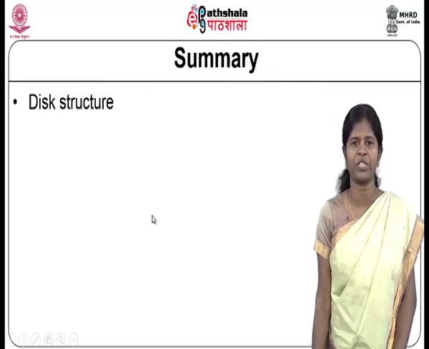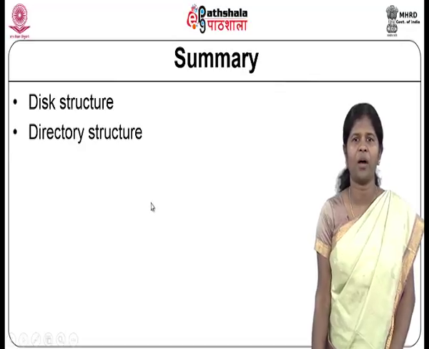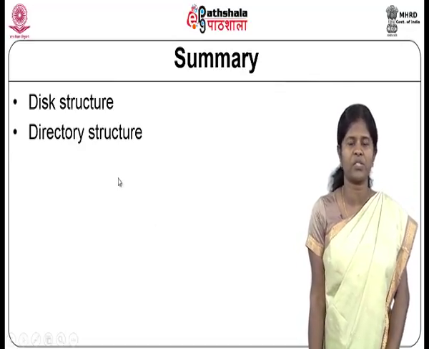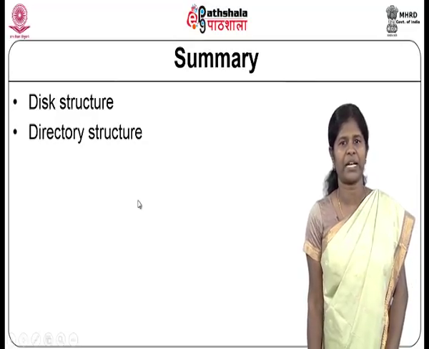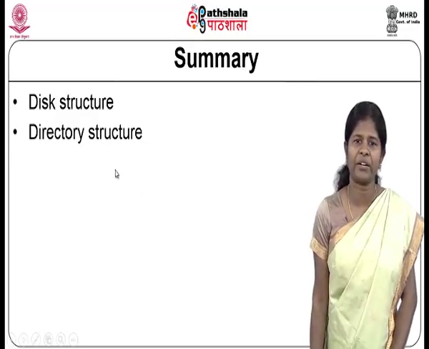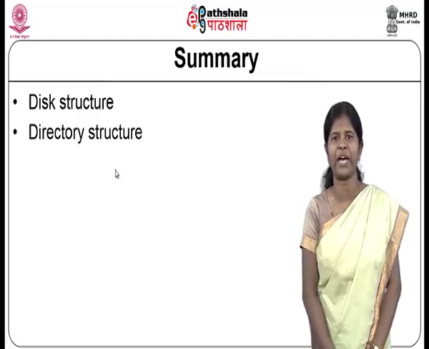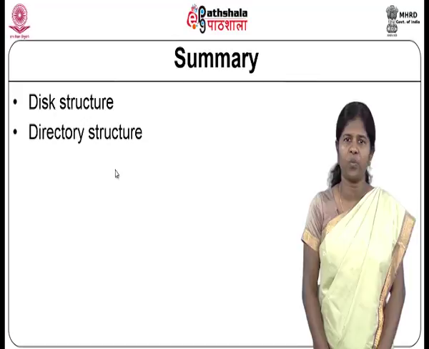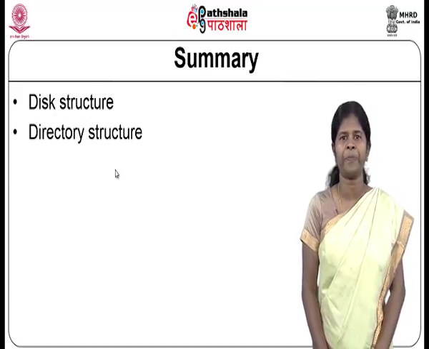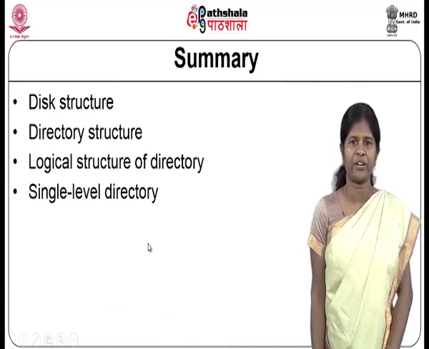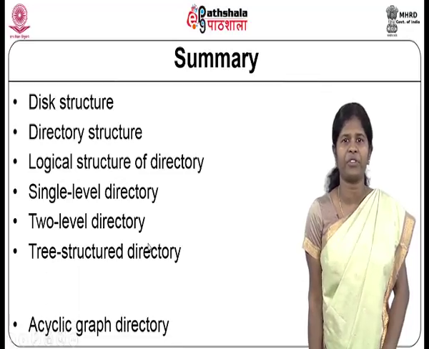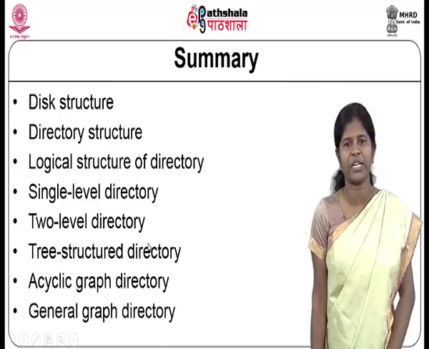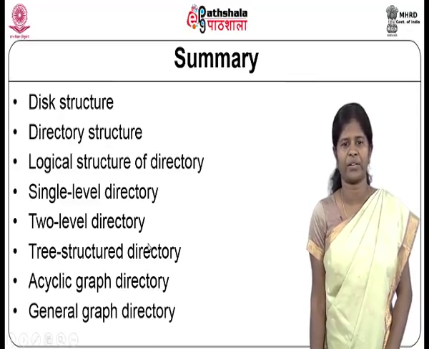So, the summary for this class is that we saw the structure of a disk. The disk can have partitions, volumes, and so on, and you also maintain directory structures. There are different types of directory structures: one level directory, two level directory, later evolving into tree structure directory, acyclic graph structure directory, and then the general graph directory. So, we saw different logical structures of directories.